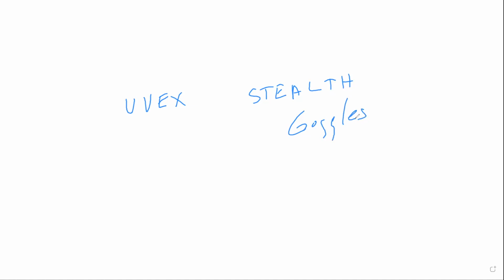UVEX Stealth goggles. Don't go to Home Depot and buy chemical splash-proof goggles. Only buy this guy here. They're available on Amazon, I think for $13 or something like that. And if you're not a member of Amazon Prime, as a student, you can get 6 months free. After that, there's a reduced rate.